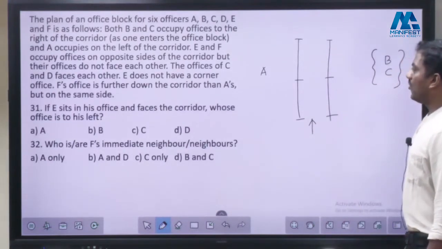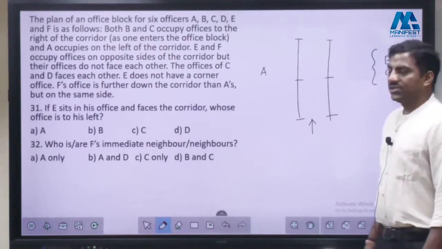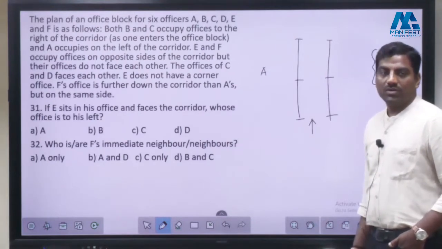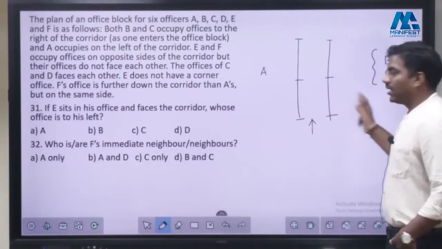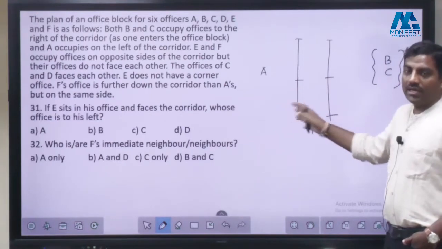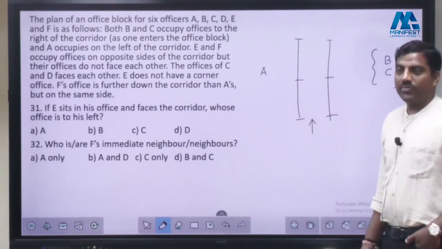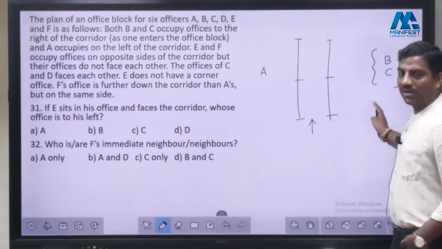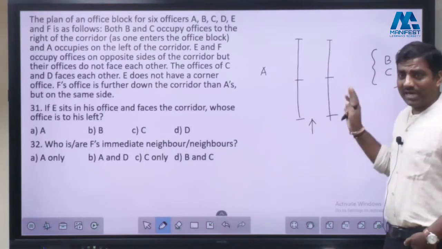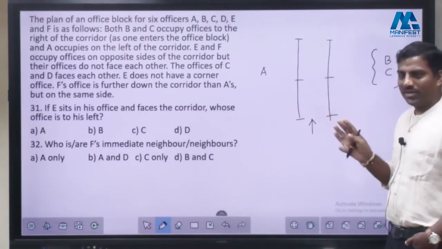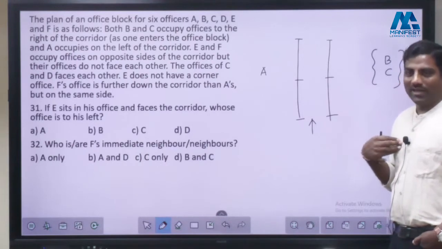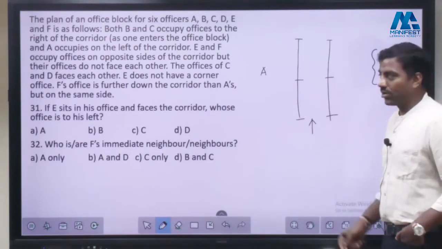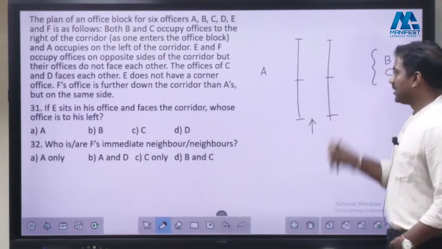E and F occupy offices on opposite sides. So E where, F where? E here, F here, or E here, F here. What's your suggestion? Should we put E here? Let us fill the right side offices first, then we'll think. No, it is not according to our will. So E can come this side or this side. We don't know. But E and F are on opposite sides.